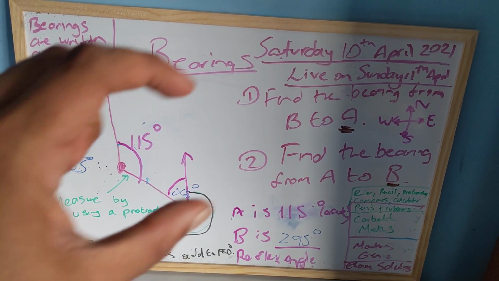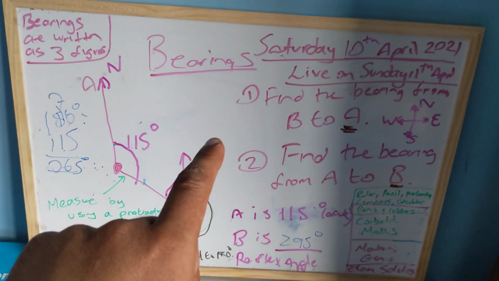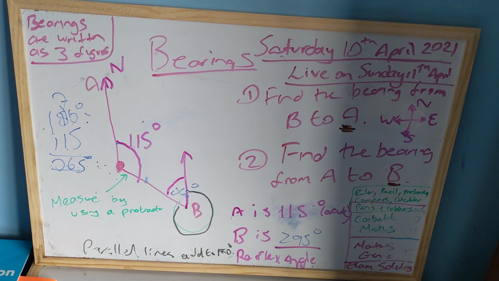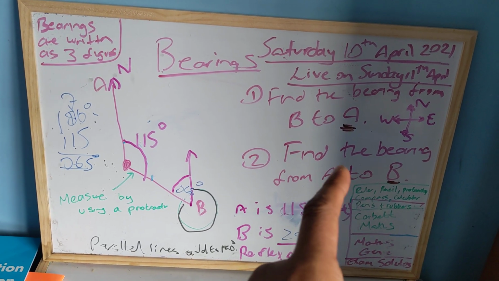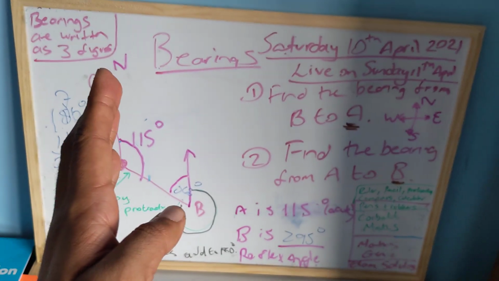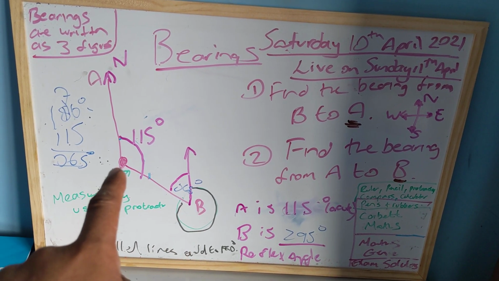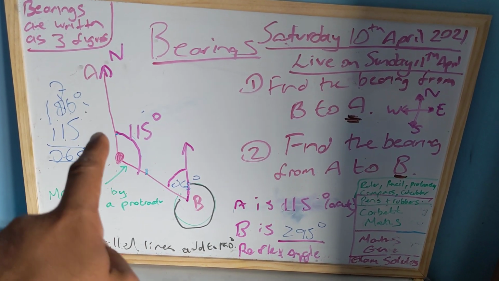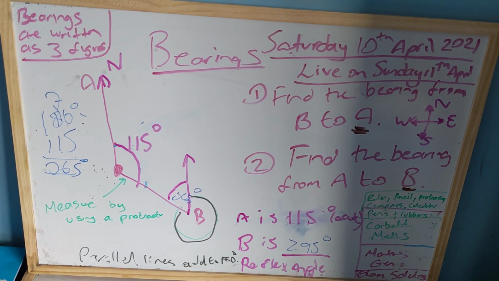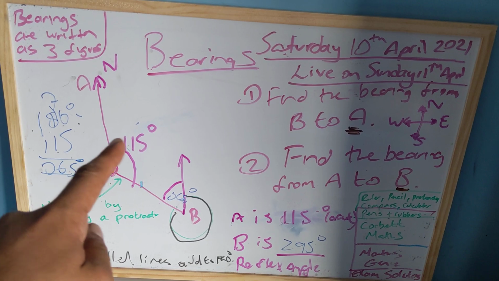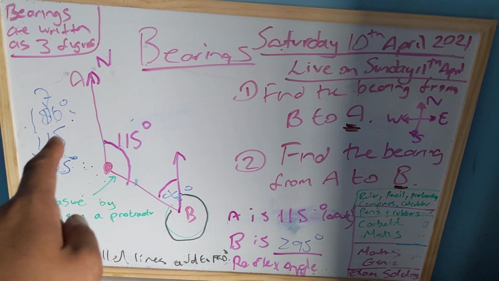Okay, so I've got two questions here, guys. Question one says find the bearing from B to A. Now when it says from B to A, it means I start at A and then I measure it to B. So that's point B and that's point A. So I'm going to measure this angle here.